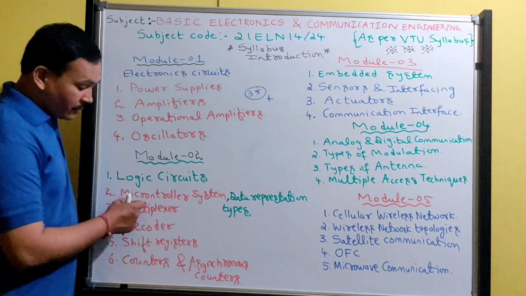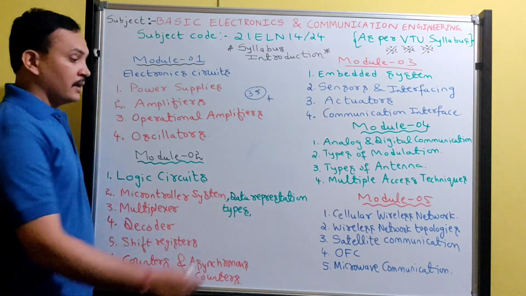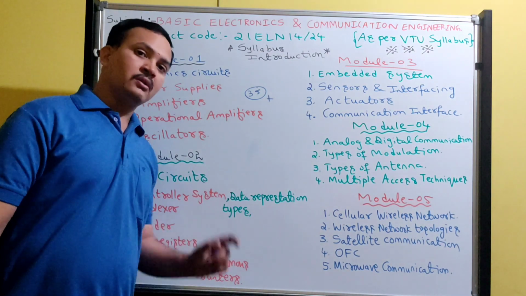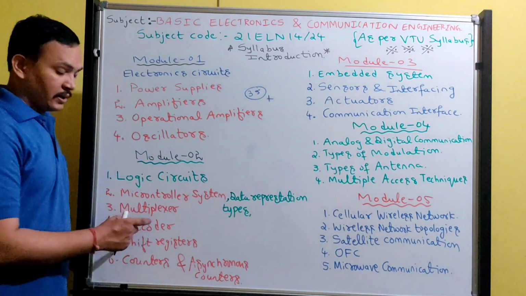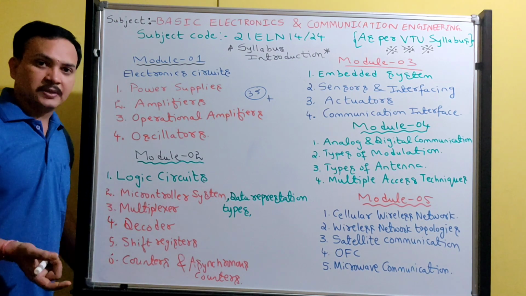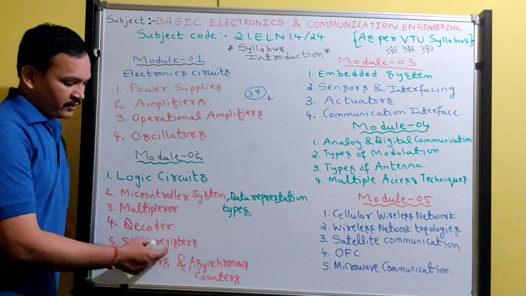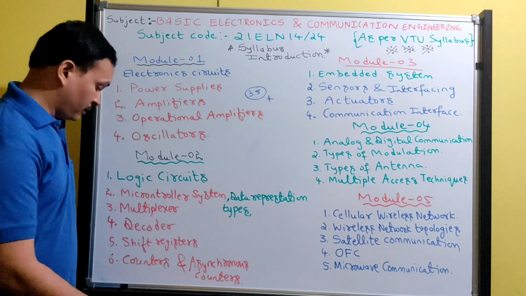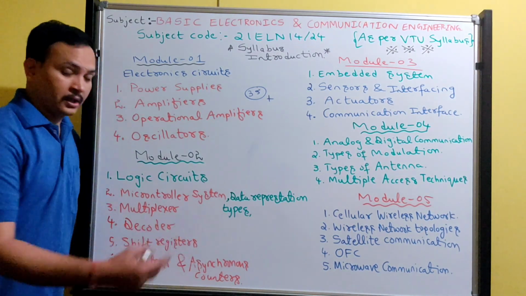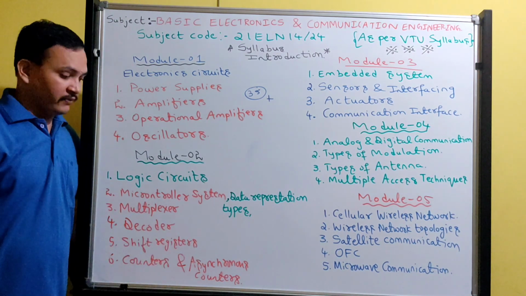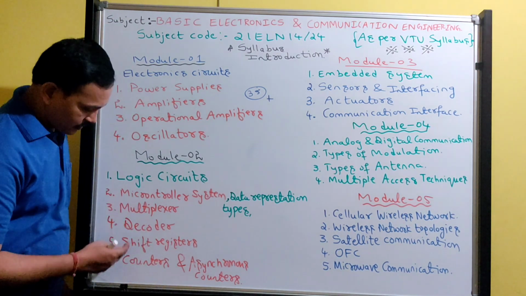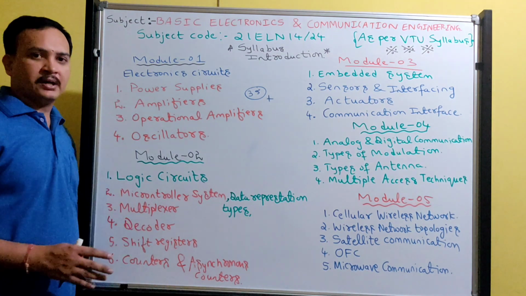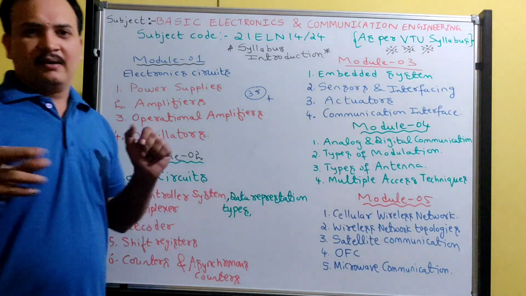Then microcontroller systems basics. We are going to learn data representation types. There will be numericals on data representation types. Very important. Then we are learning multiplexer concepts, decoder concepts, and then shift registers. Here we are going to learn types of registers, each register operation and truth table. And later we are learning about counters and asynchronous counters. What are its applications? Where we are using all this? All these logic circuits we are going to use for certain applications. How it operates, we are going to understand in the easiest way.